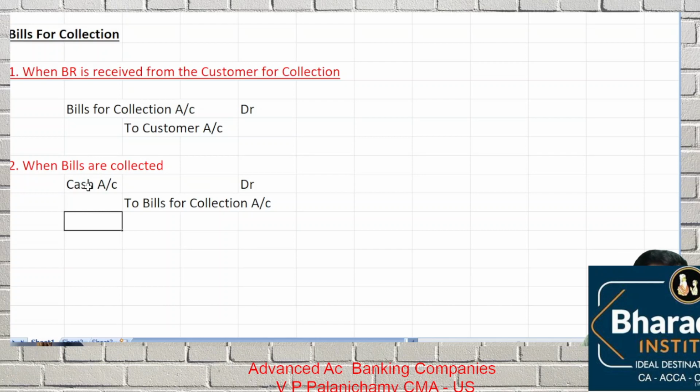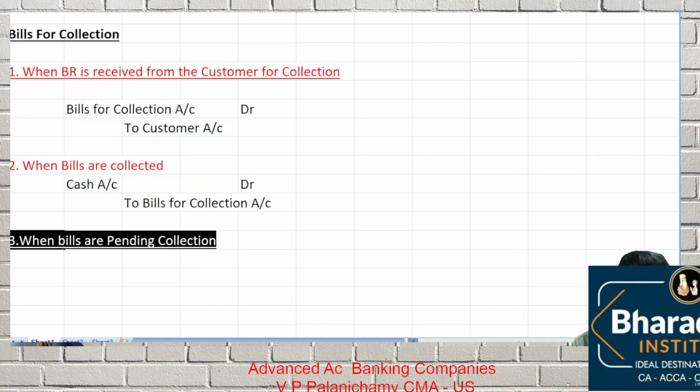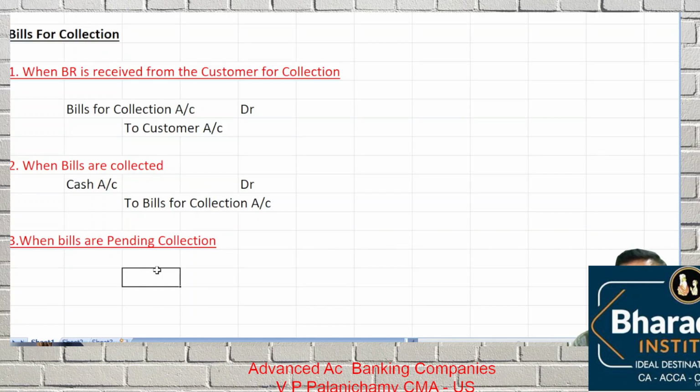Then at the end of the year, there may be some pending bills for collection. What is the entry we need to pass? All bills are not collected during the year. Sometimes some bills would be pending for collection. Simple. The parties whose bills are pending will be debited. Party account debit to bill for collection account. Party means the person, it's a personal account. This is the entry when the bills are pending for collection.